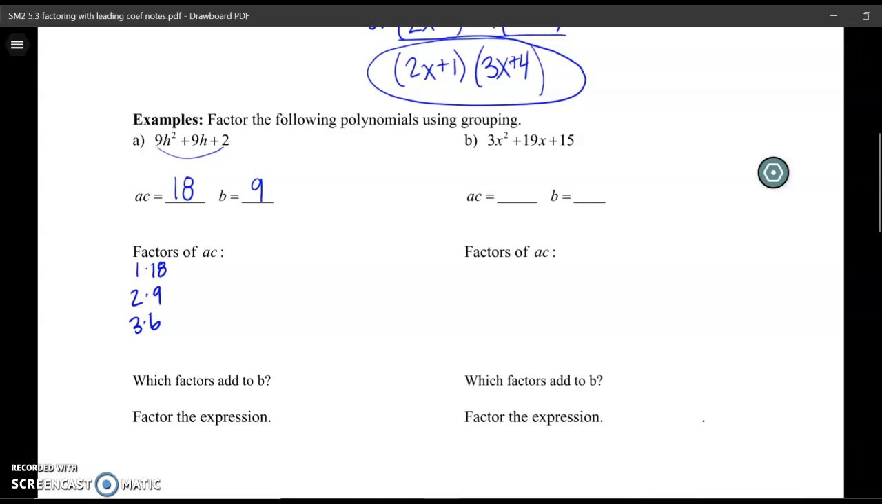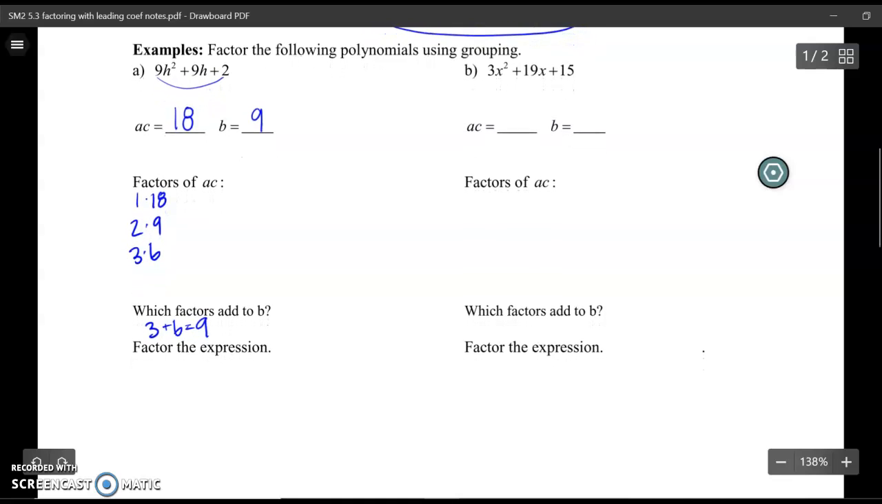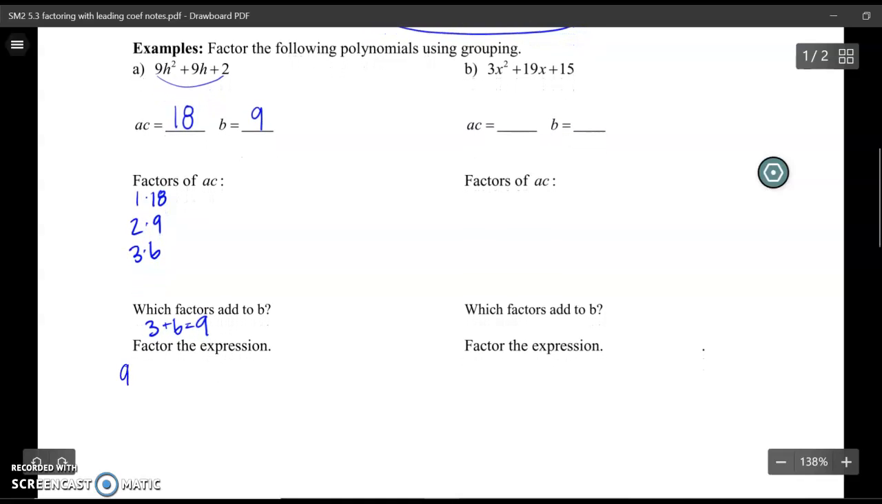So then I look at these pairs and I see which ones add up to B, and I notice that 3 plus 6 add up to 9. So those are the 2 numbers that I'm going to use. So I'm going to use those 2 numbers to split up my polynomial.